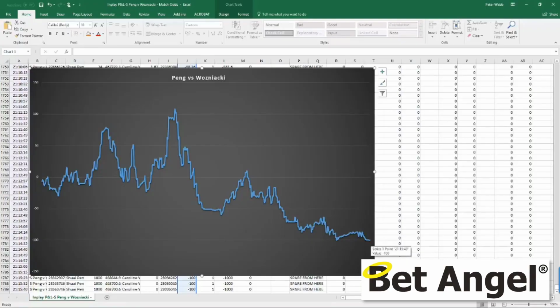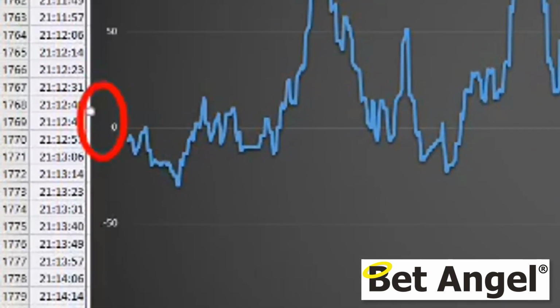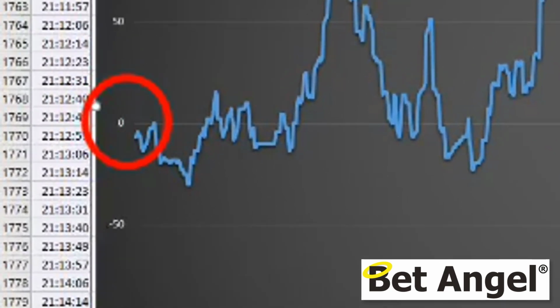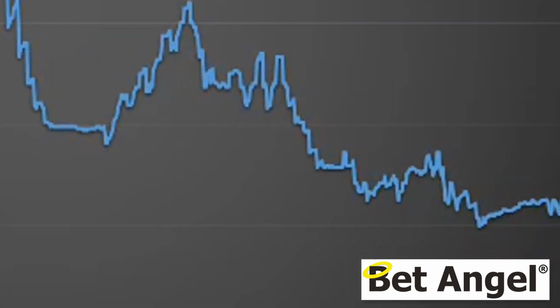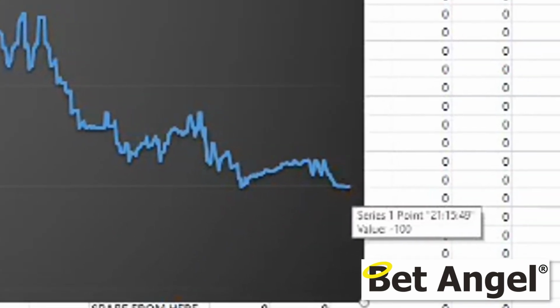So here's a profit graph of a match between Peng and Wozniacki, and I'll explain what you're looking at on this particular screen. So let me draw a line first. Over on the left hand side here, you can see this is obviously the start of the match because the profit and loss is 0. And then over on the right hand side of here is the end of the match.